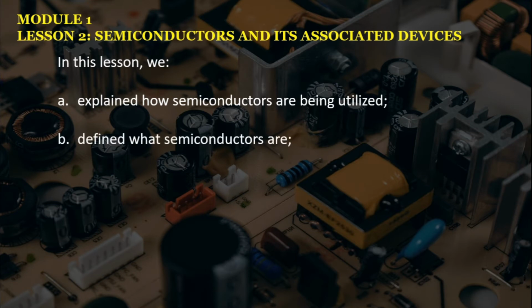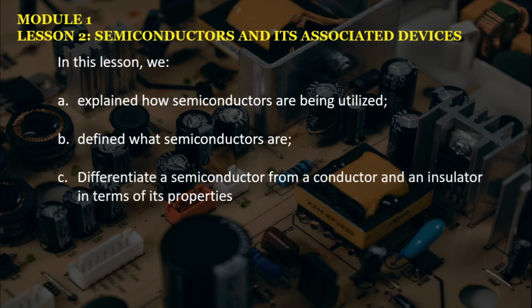We also defined what semiconductors are and emphasized its characteristic of being in between that of a conductor and an insulator. Next, we differentiated a semiconductor from a conductor and an insulator in terms of its properties, particularly on valence electrons and energy band model.